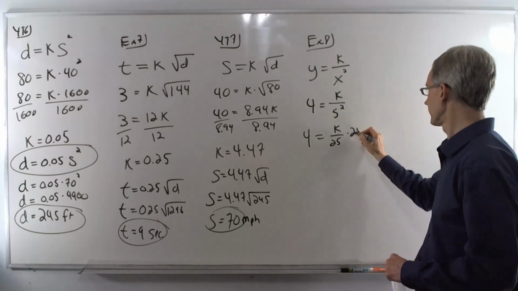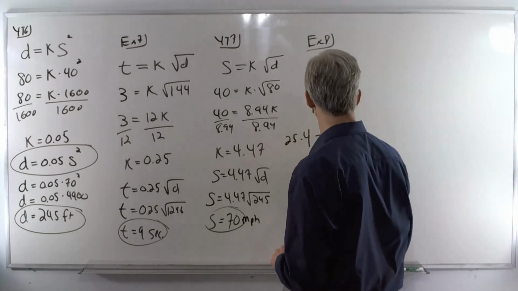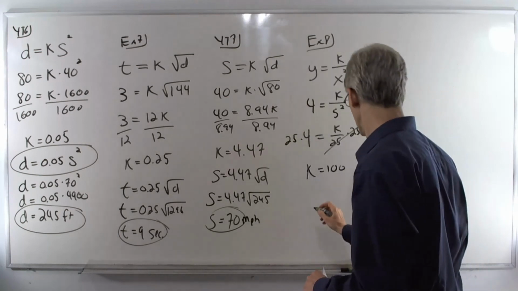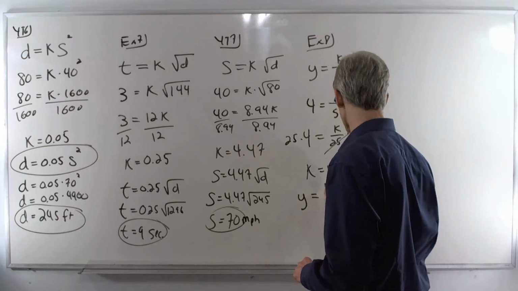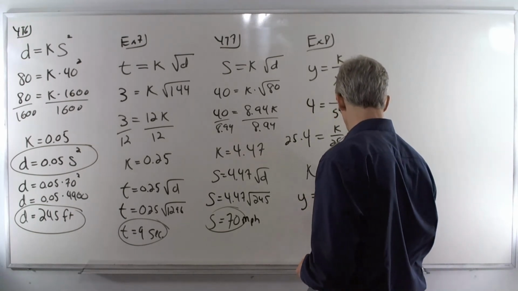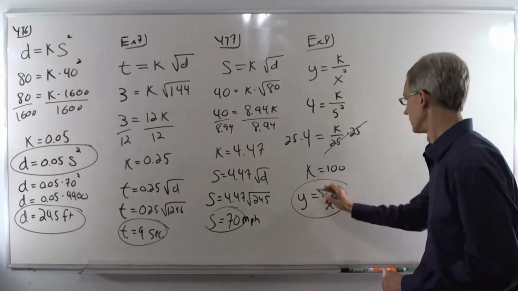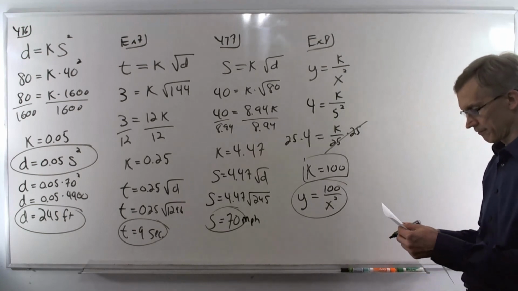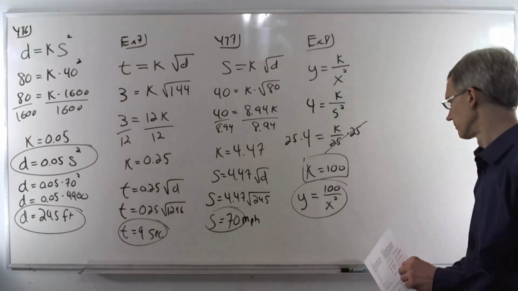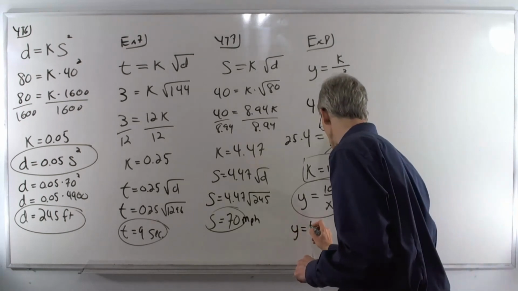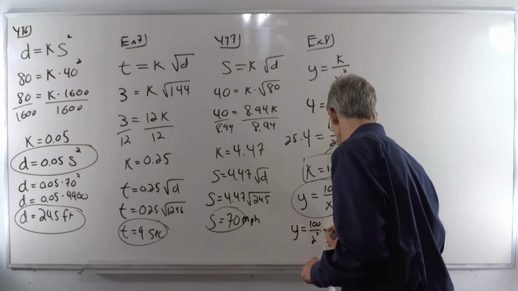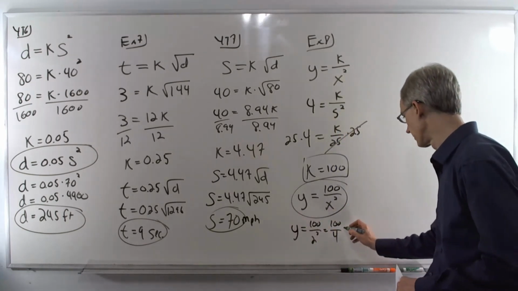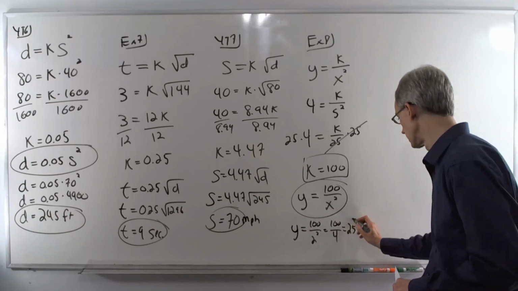Let's get rid of that 25 by multiplying on both sides. 25's cancel, and k is 100. So that gives us an equation of variation of y equals 100 over x squared. All right, so there's our k, there's our equation. Now we can answer, find the value of y when x equals 2. Plug in 2 for x, gives us 2 squared on the bottom. 100 divided by 4 is 25.